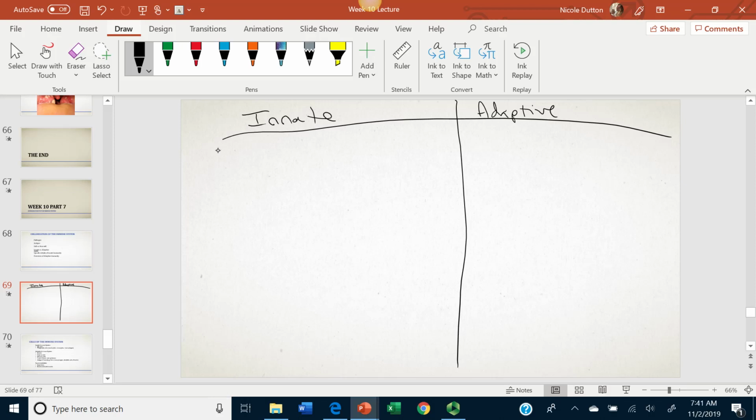Innate immunity is nonspecific, while adaptive is specific. So nonspecific in that innate immune cells will attack anything that's foreign. Innate is also something that we're born with, while adaptive, we are not born with it. This is developed over our lifetime.